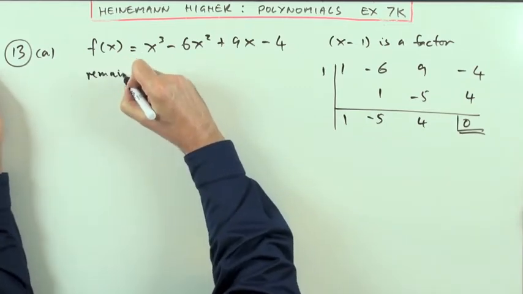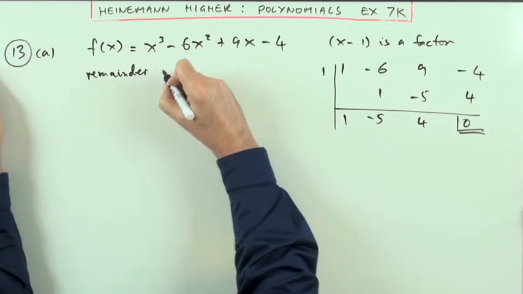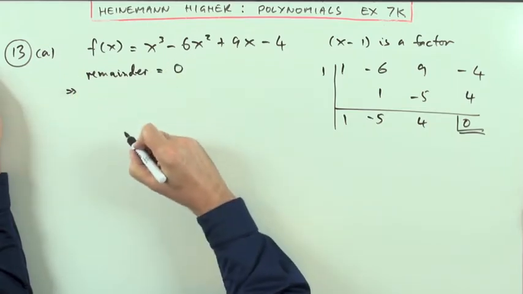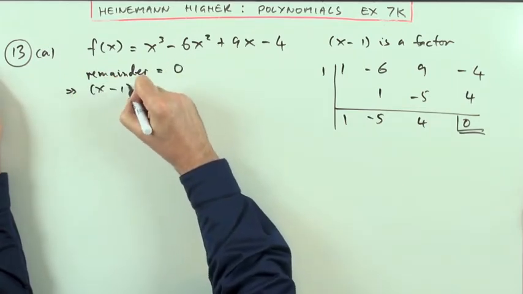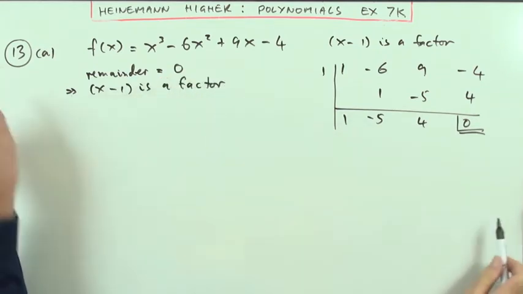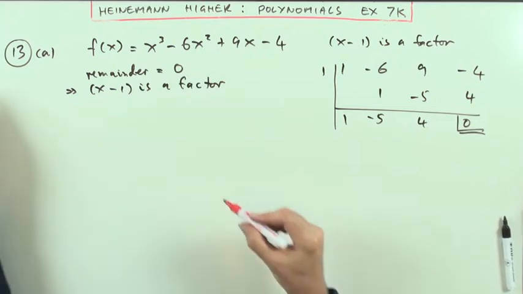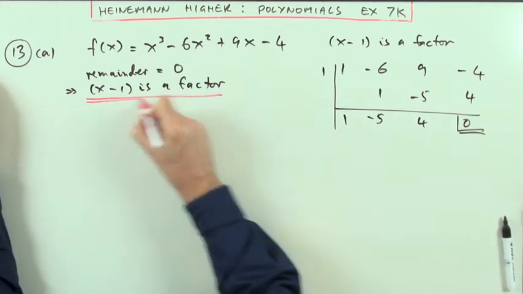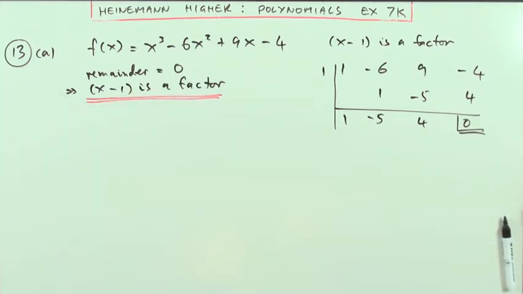The remainder, I'll have to put the formula here, the remainder is 0, which means that x minus 1 is a factor. Because you only get 0 if you divide by something that divides in exactly. So x minus 1 is a factor. And that means I can now reconstruct it.